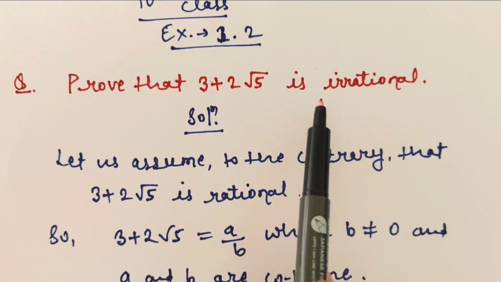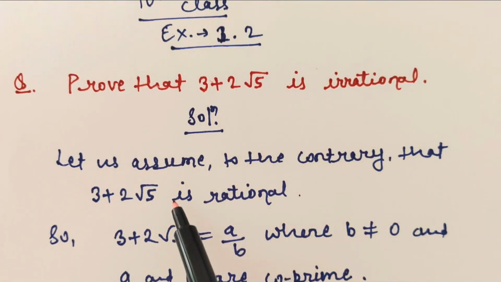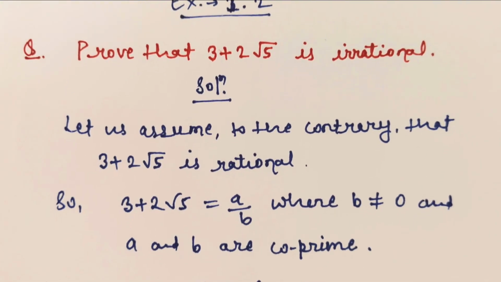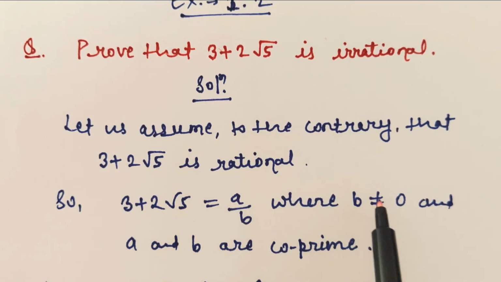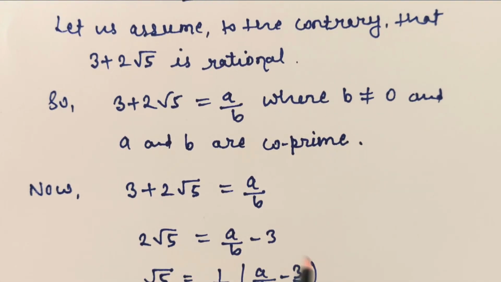Here, given that 3 plus 2 root 5 is irrational, but we have assumed that 3 plus 2 root 5 is rational. This is the opposite direction. So we can write 3 plus 2 root 5 equals A by B, where B is not equal to 0, and A and B are co-prime numbers. So 2 root 5 equals A by B minus 3.